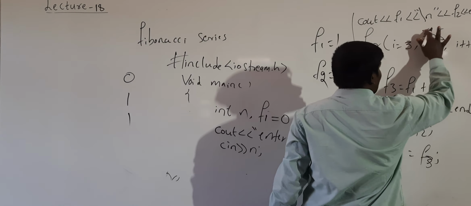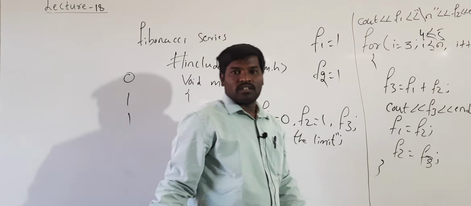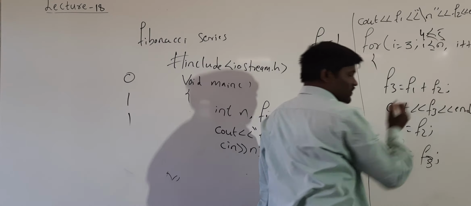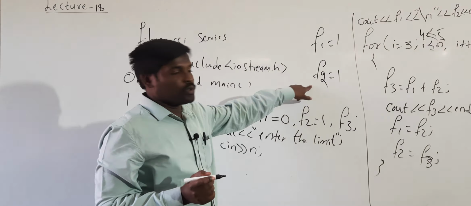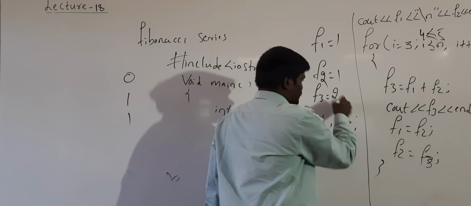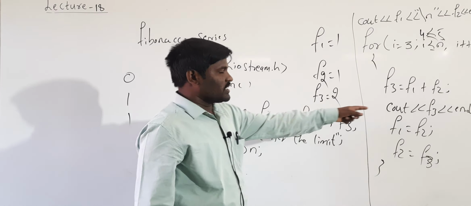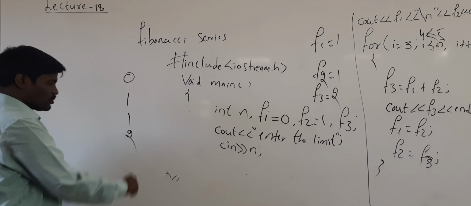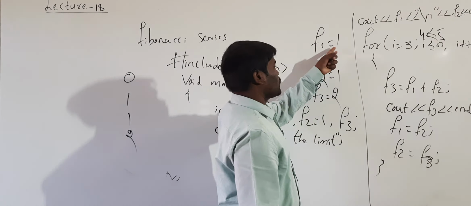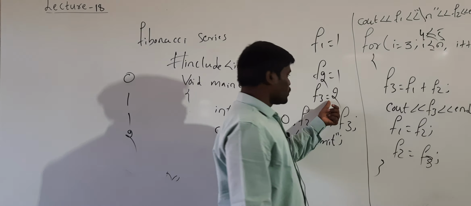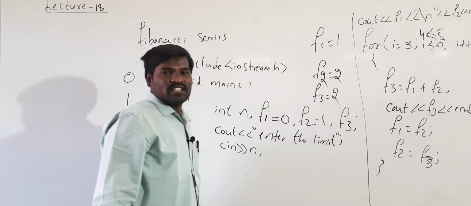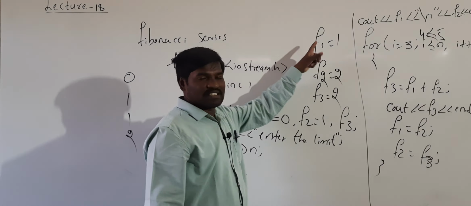I plus plus, I becomes 4. 4 is less than or equal to 5, the condition is true. So F3 is equal to F1 plus F2, 1 plus 1, 2. 2 is stored in F3. The new updated value of F3 is 2. Cout of F3 means it will print 2. Next, F2 value 1 is stored in F1, 1 only. F3 is 2, it is stored in F2. The updated value of F2 is 2, the updated value of F1 is 1.